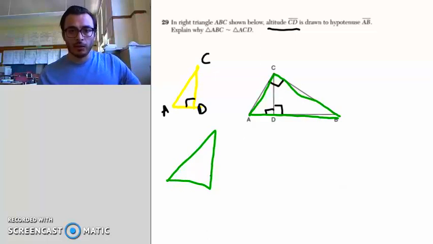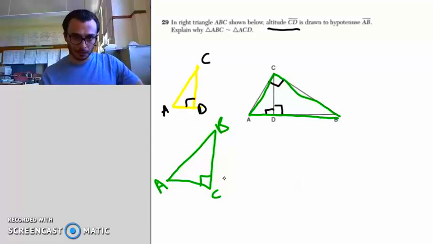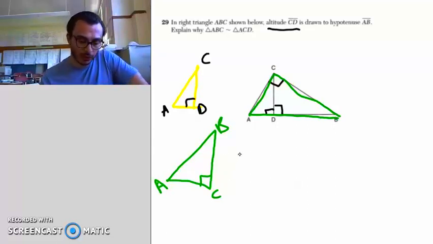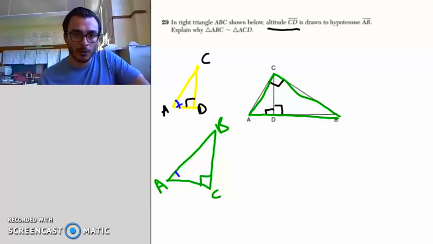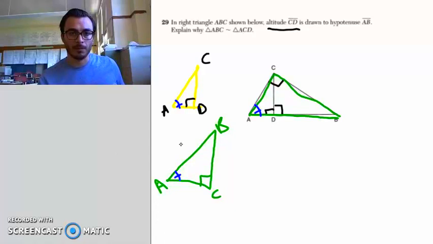So C is 90 degrees. A is going to correspond to A. And then this is going to be B. All right, that's this point right here, B. Now I want you to notice something. Did you notice that angle A is shared by both triangles? Angle A is congruent to angle A by the reflexive property. So that means these triangles are similar by the angle-angle theorem.